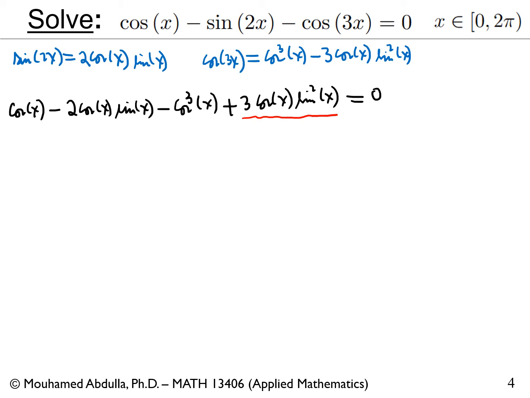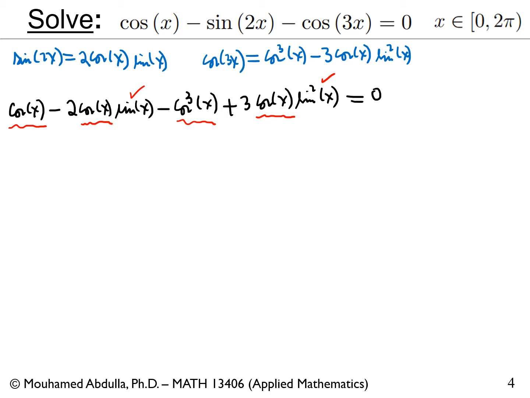If you notice, there's a cosine in every term. There's a cosine here, there's a cosine here, there's a cosine here, there's a cosine here. Maybe what we could do is factor the cosine. Sine is not in every term. There's only a sine in this expression, and there's a sine in this expression. But cosine shows up in every term, so maybe that's a good step that we could do here.